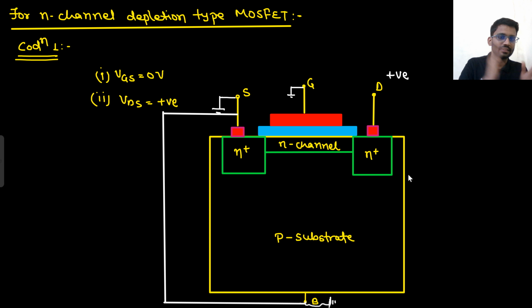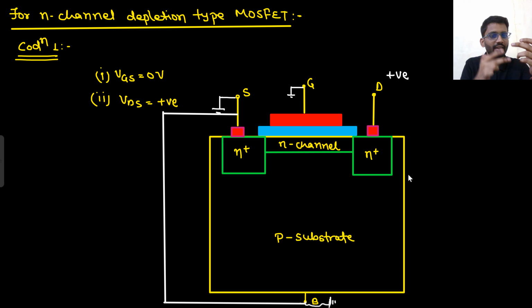Now what about VGS? My VD is positive potential, that is fixed. Now I am applying VGS potential. If VGS was 0, even though there was no VGS, still there was some current. Now I am applying VG value to be negative. If I am applying VG value to be negative, what will it do? It will supply the holes to the P substrate, and these holes will go towards the channel as well.